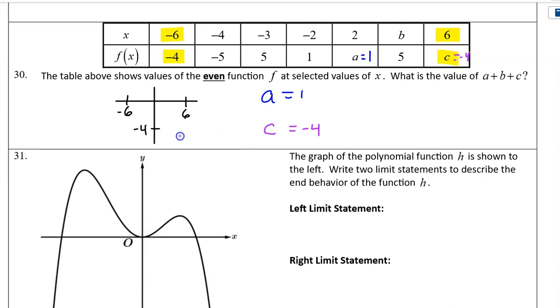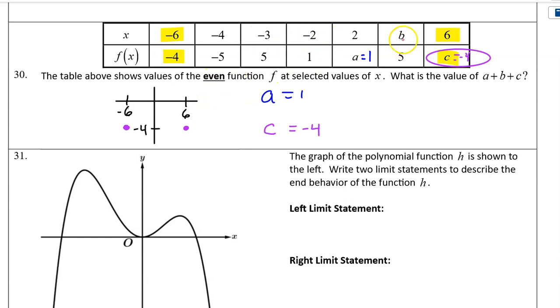And if we look at this graphically, if -6, -4 is right here on the graph, then for an even function, we have y-axis symmetry, so we should have the mirror image point right here at +6, -4. So that's another way to understand why c has to equal -4. So that's how we find missing y values on a table of an even function.